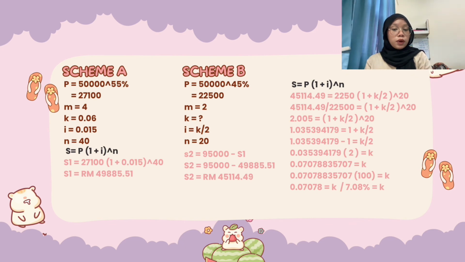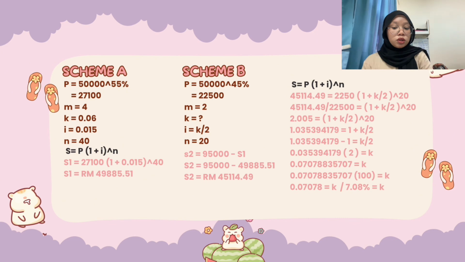You have to divide 45,114.49 by 22,500 to get 1 plus k over 2 to the power of 20. You will get 2.005 equals bracket 1 plus k over 2 to the power of 20. To get k, we have to remove the power of 20 with the 20th root. So it will be the 20th root of 2.005 equals 1 plus k over 2.